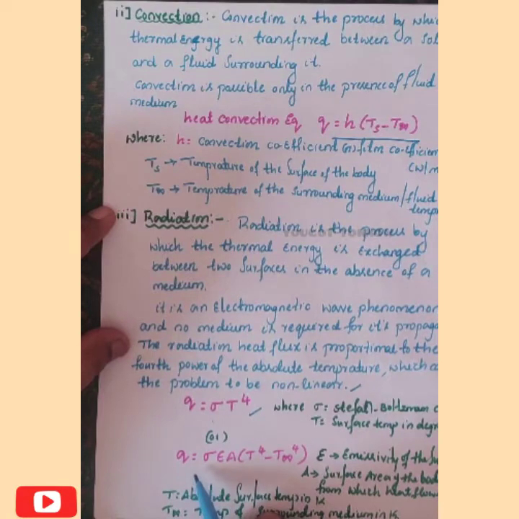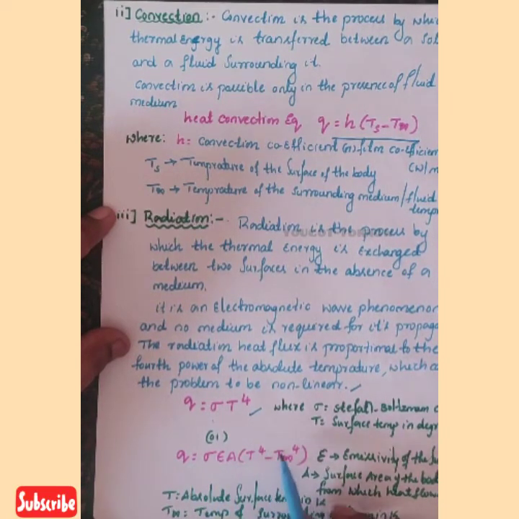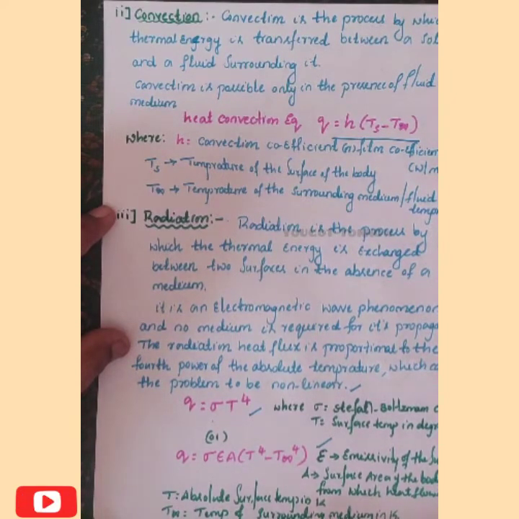Or sometimes we use the equation Q equals sigma into epsilon into A into (T to the power 4 minus T infinity to the power 4). Here epsilon is the emissivity of the surface, A is the surface area of the body from which the heat flows, in meter square. T is the absolute surface temperature in Kelvin, and T infinity is the temperature of the surrounding medium.